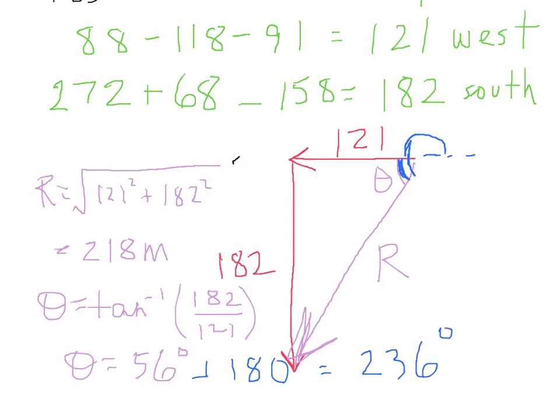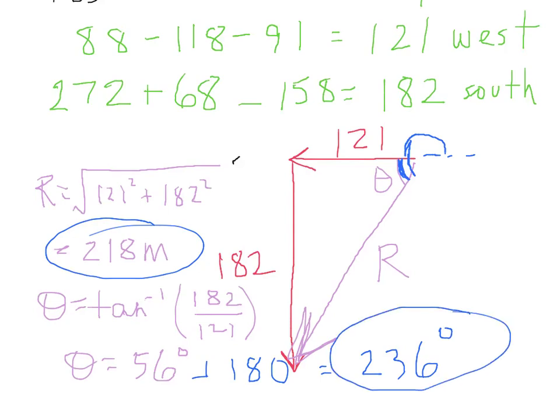So putting it all together, I'll circle my final resultant. 218 meters, pointed 236 degrees, and that means counterclockwise from 0. So there's the full-blown process.